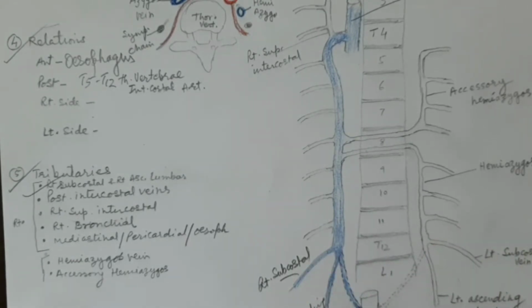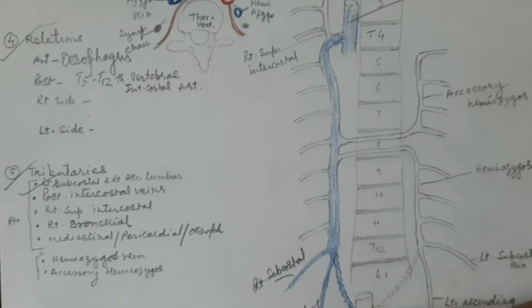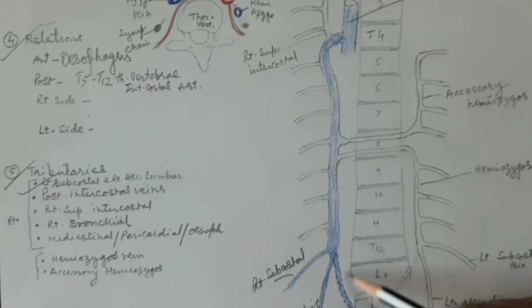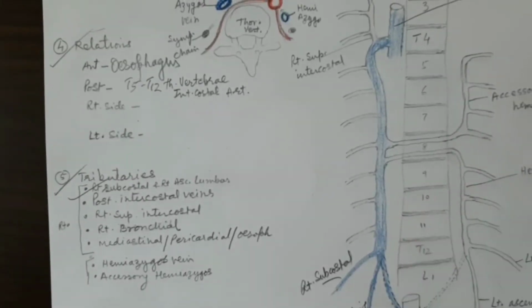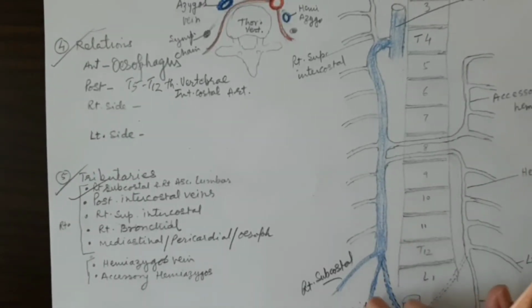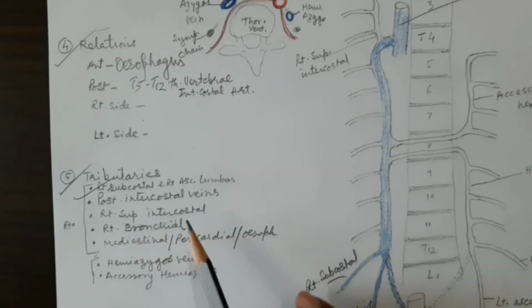This is the first tributary which will bring the blood, and if there is a connection in the second vein of its formation, then it connects to the inferior vena cava or the renal vein.